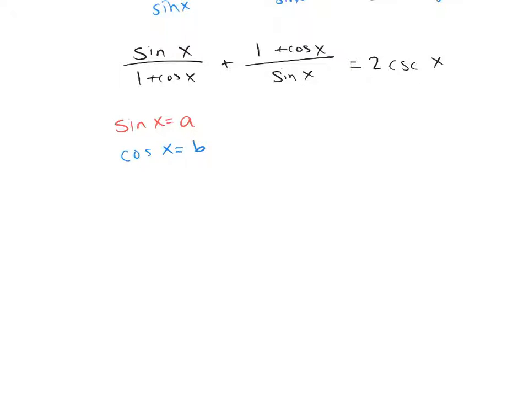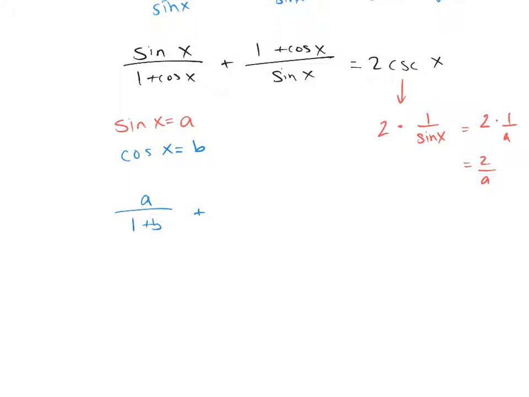If you define these variables, a and b, you then can substitute them into your original identity. And so you know that 2 times cosecant of x is 2 times 1 over sine of x. So that is 2 times 1 over a, or 2 over a. So when we get to that on the left-hand side, we'll know we're done. So let's substitute in a and b everywhere we see sine of x or cosine of x. So my left-hand side becomes a over 1 plus b.